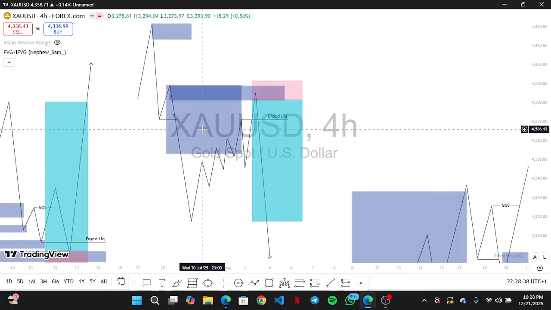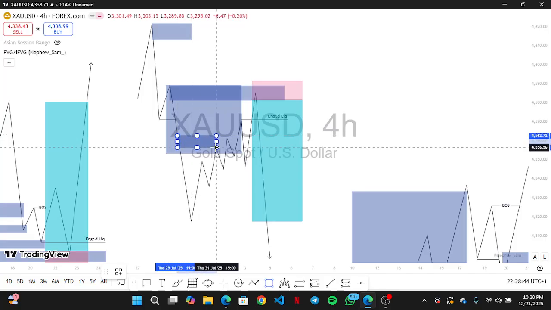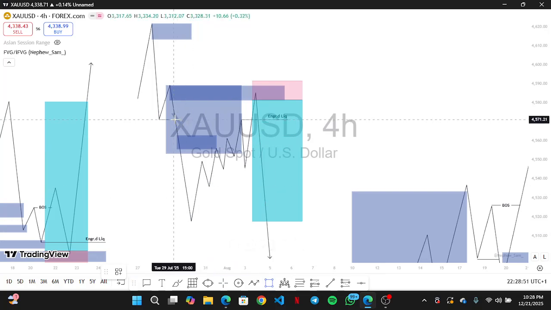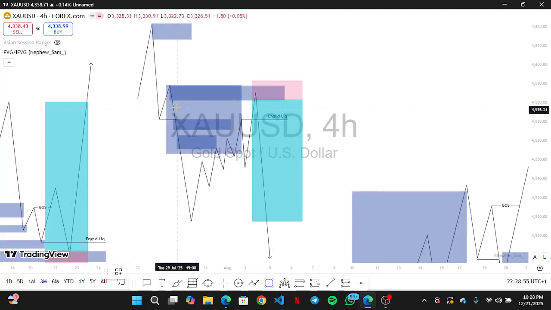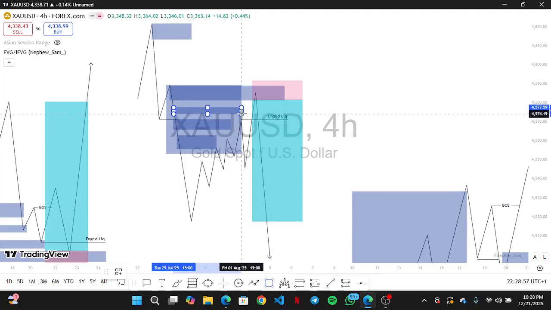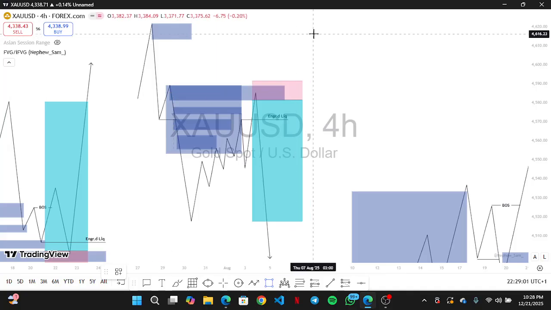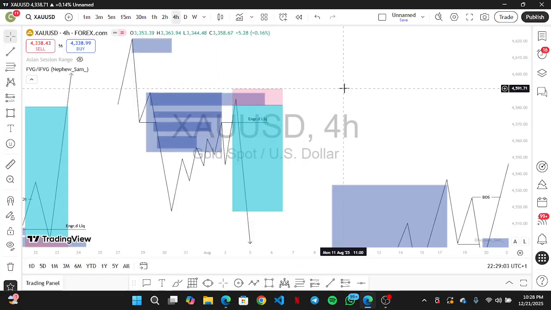So from this premium zone, you find all your other blocks in this area. You mark them out. That's a very important thing. Mark out your other blocks in this entire zone.